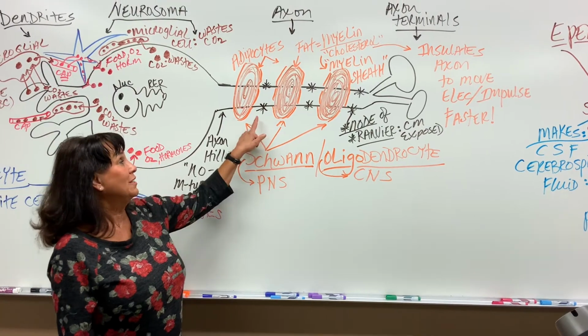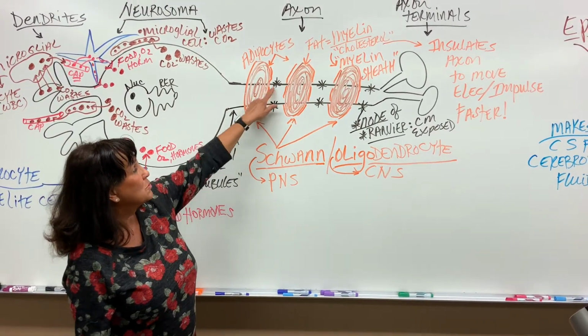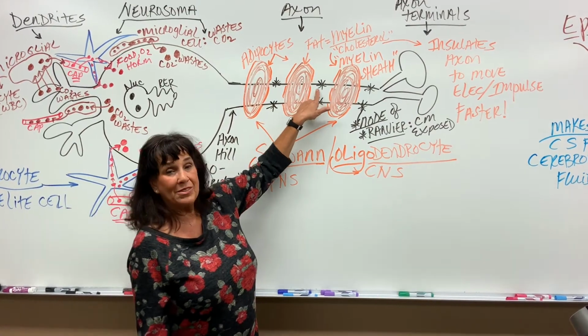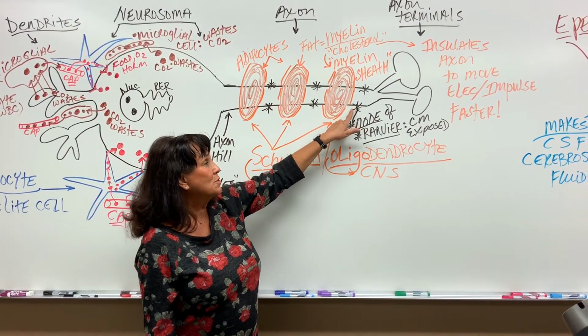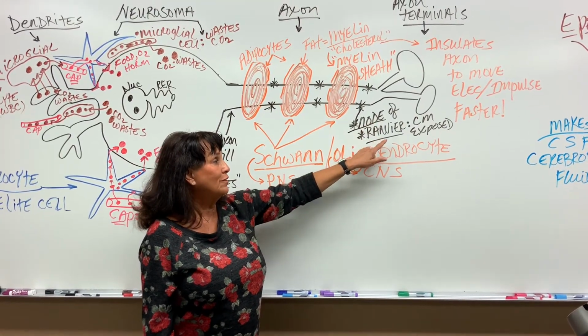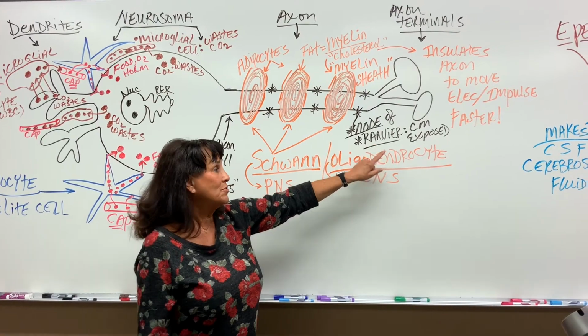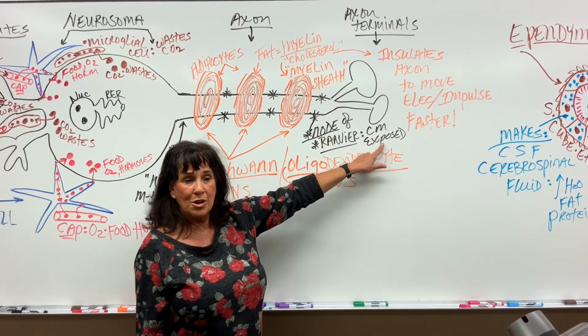Now, in between each fat cell, there's going to be a little space on the neurolemma, the cell membrane, and we have a name for that famous little space between the fat cells. It's called the Node of Ranvier. This is where the cell membrane is exposed so the electricity can jump to it.